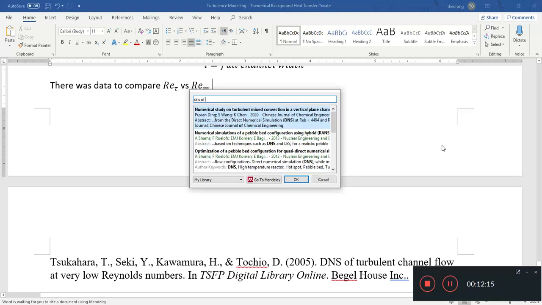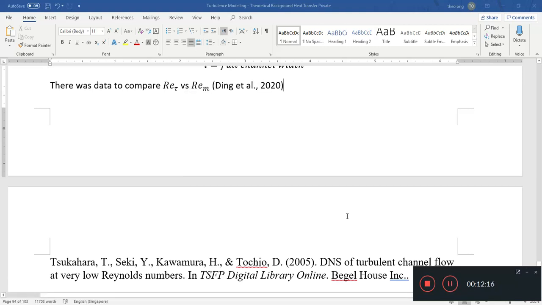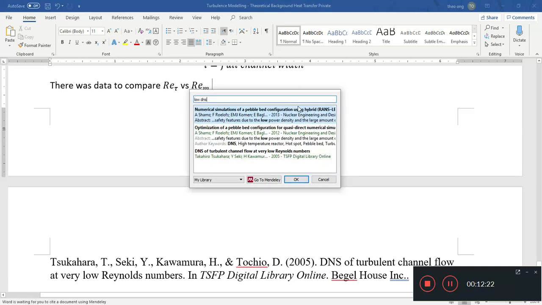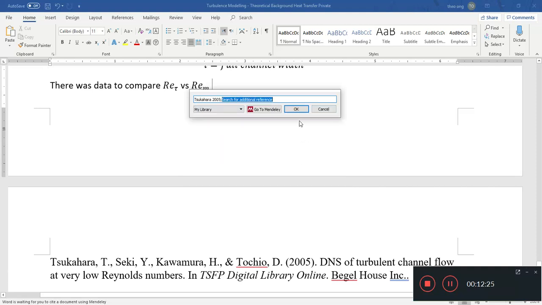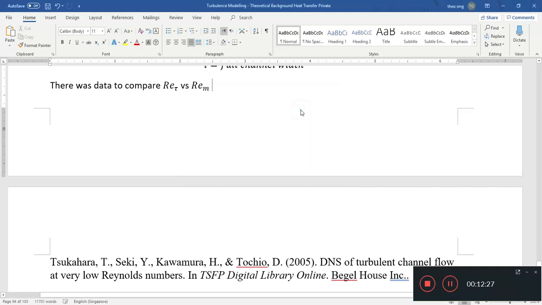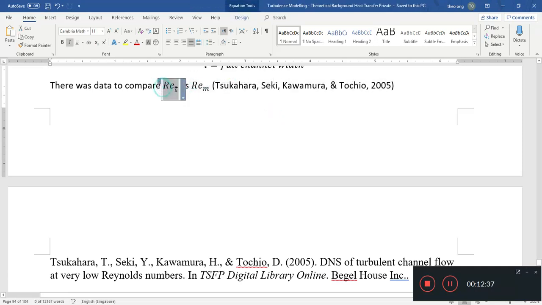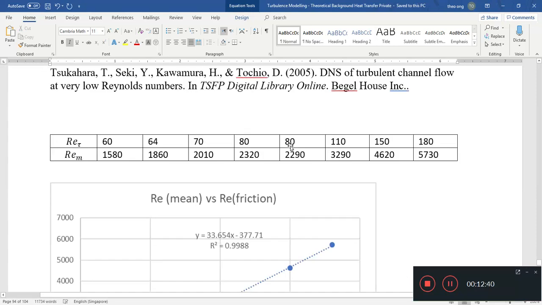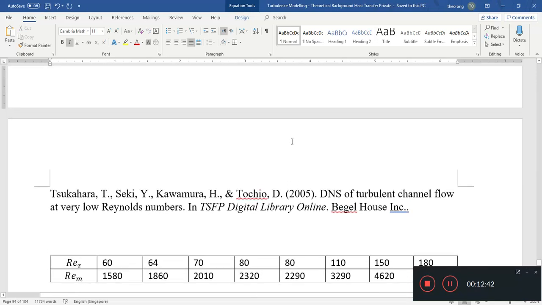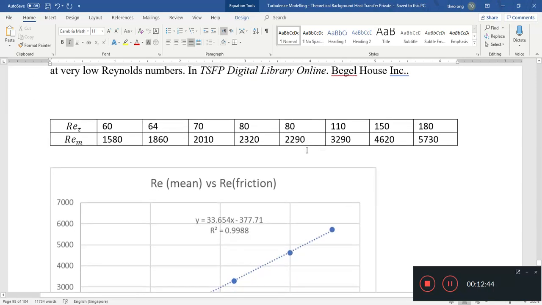DNS of turbulent channel flow at very low Reynolds numbers. So he actually provides some DNS data to compare the mean Reynolds number against the friction Reynolds number. It's just to give you an idea of what it's like.